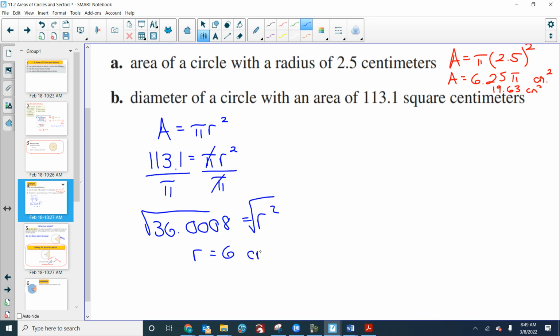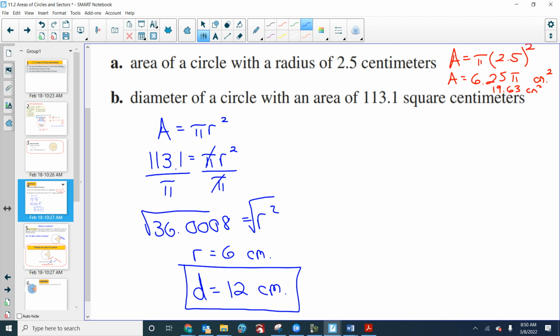6 centimeters. But they asked us for the diameter. 12 centimeters. So that's working backwards. If they give you the area, being able to work backwards to find the radius. And then if they ask you the diameter, you have to double it. Good on that? All right.